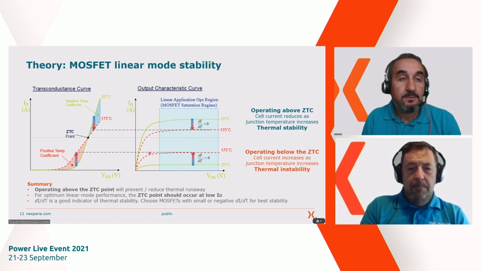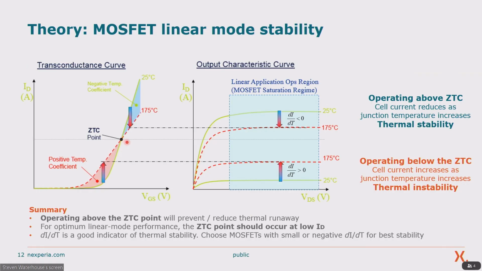Now, as we can see here, the temperature affects the VGS threshold on the graph to my left. Below that crossing point, which is the ZTC point, with temperature the VGS threshold reduces, which will allow more current. So that region is referred to as unstable, because with temperature you get a big jump of current that now goes through. As you go up with the VGS, you move into the RDS-on type of area where with temperature there is less flow of current, and that region is referred to as the stable region.